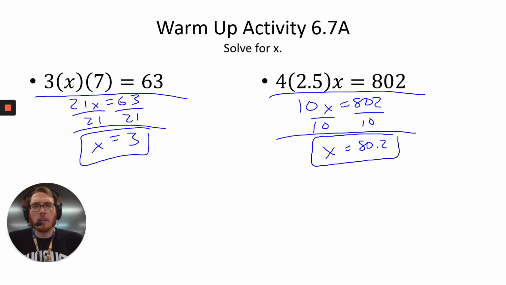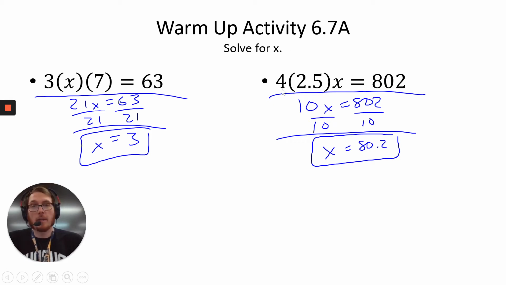In order to be successful on interest questions, we need to understand how to do questions that are similar to these two in the warm-up activity. So you'll notice here that we have 3 times x times 7 equals 63. Because of the associative property, you can multiply these in whatever order you choose. So you could multiply the 3 times 7 first, and that would be 21. That becomes 21x equals 63, and then it's just a one-step equation, divide by 21 on both sides, and find x equals 3. You could also divide by 3 and then divide by 7 and do it that way.